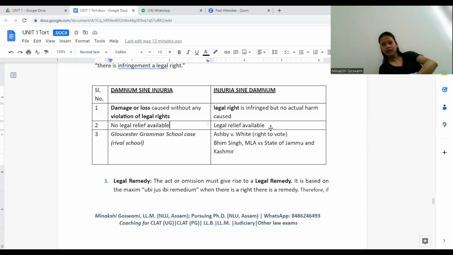So he, being a qualified person to attend the assembly session, was not allowed to do it. He filed the case after he was released, and he was also considered entitled to compensation. I think some 50,000 compensation was given to him because he was a qualified person to attend the assembly session and he was prevented from doing that, as in his legal right had been violated. That is nothing but injuria sine damnum. Okay, injury or infringement of a legal right, but without actual harm that you can show before the court.